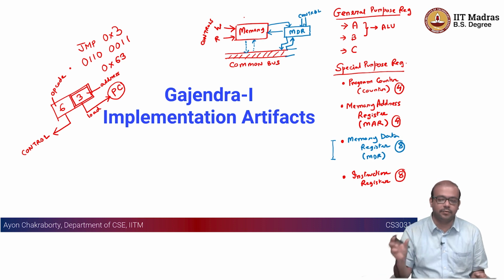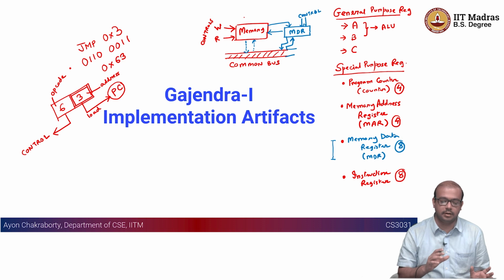In our case, the least significant 4 bits of the instruction register is the value by which the program counter should be loaded, and you should allow the program counter not to do a regular increment but to update its current count value to 3. So that is the job of the control logic.